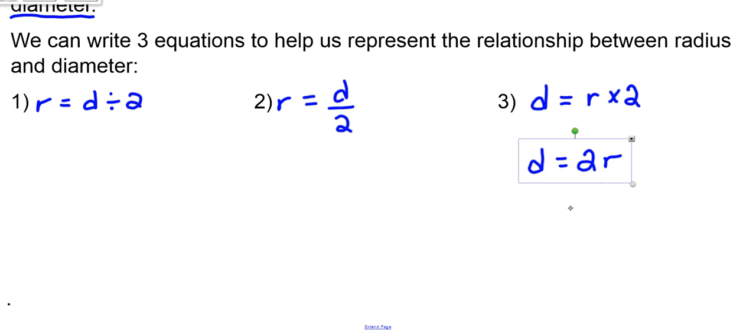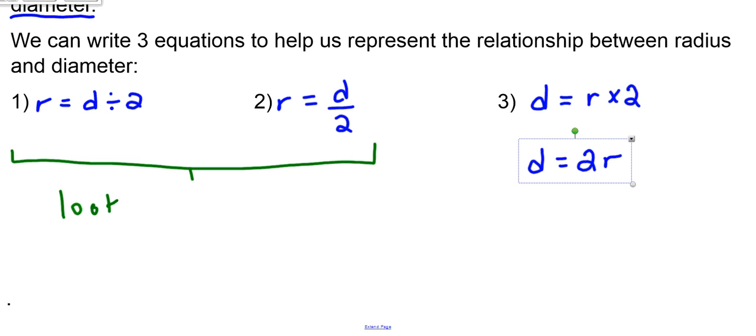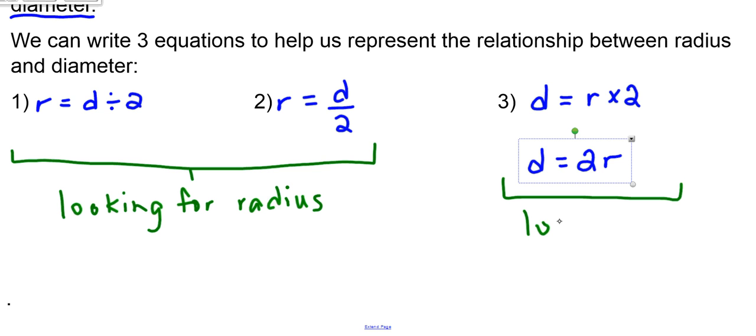Now, when we go through and we want to choose which one of these we're going to use, we're going to ask, what am I looking for? If I'm looking for a radius, I'm going to choose one of these R equals. So these 2 here, we are looking for our radius, or our radius is the thing that we do not know. And then this one here is when we are looking for diameter, or it is our diameter that we do not know.